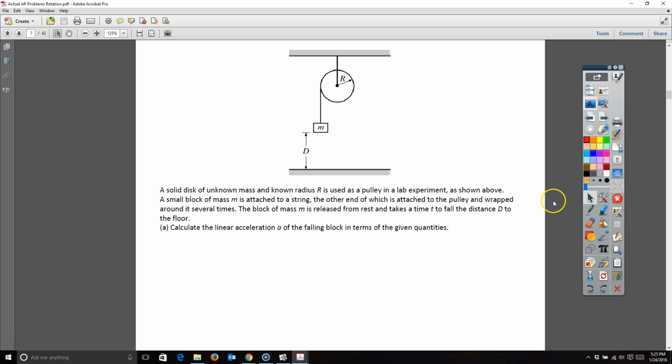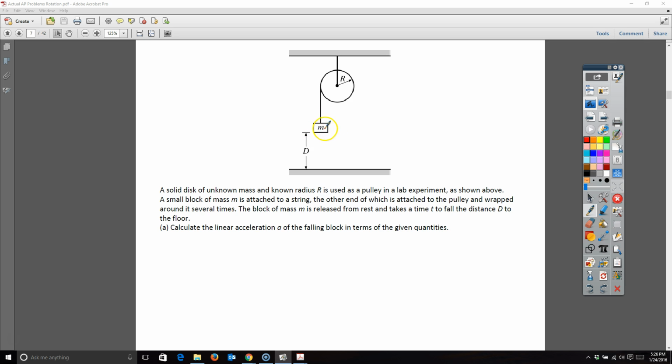Hey, this is Horner, and this is 2004 Mechanics C, AP Physics C, number 2, and we're going to work through this problem. So we've got a solid disk of unknown mass and radius r. It's pulling a pulley in a lab experiment.